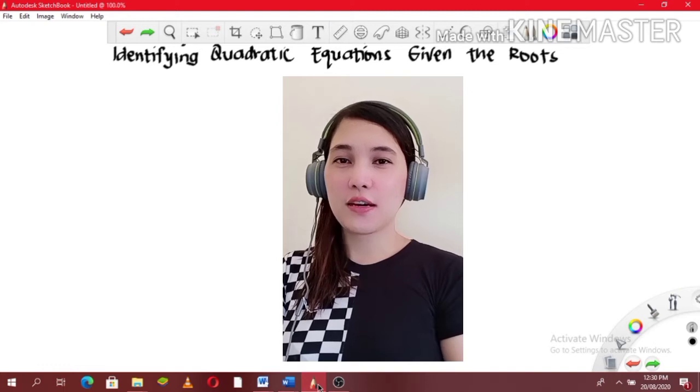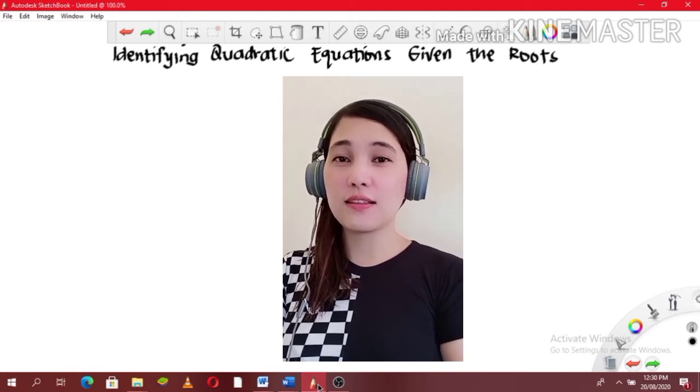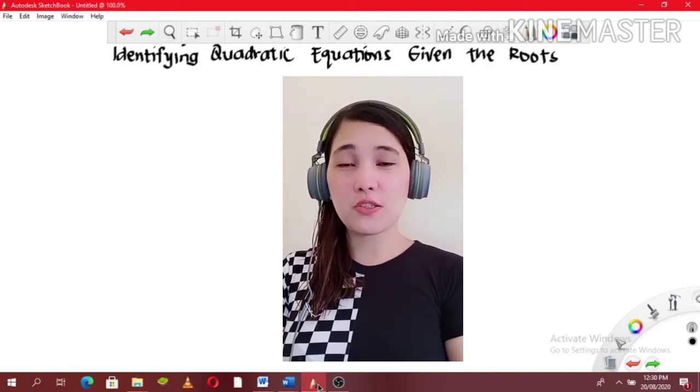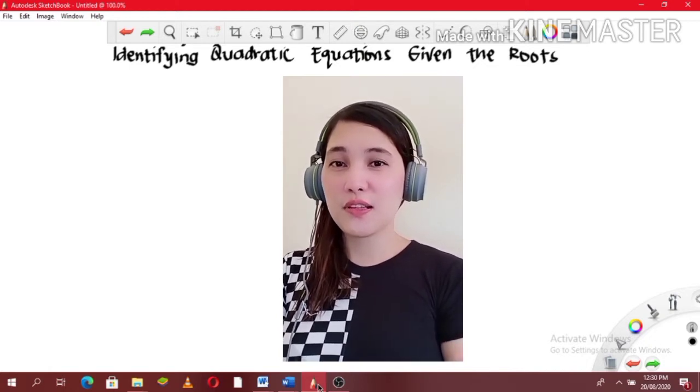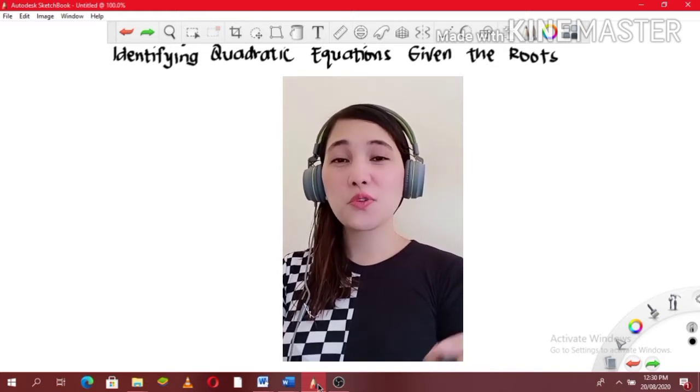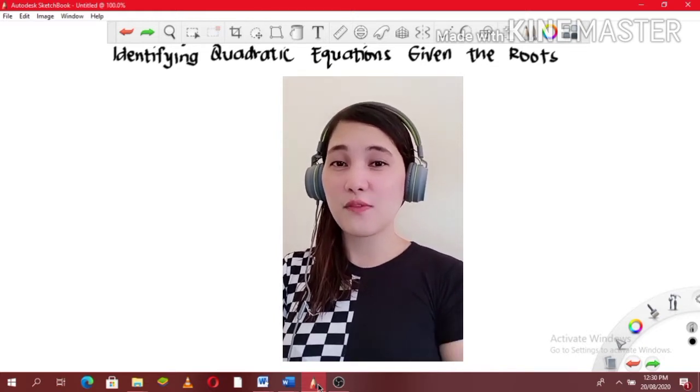to identify the quadratic equation given its roots. So before, given the quadratic equation, we solve for the roots. Ngayon naman, roots ang given, and we will identify what quadratic equation has the given roots.